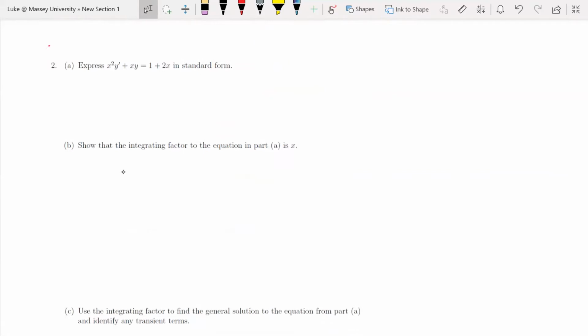Moving on to question 2. We're asked to express the shown first order differential equation, well in fact it's a first order linear differential equation, in standard form. Okay. So, well, what is standard form? Standard form, we usually write this as y prime plus some function of x times y equals some function of x on the right hand side.